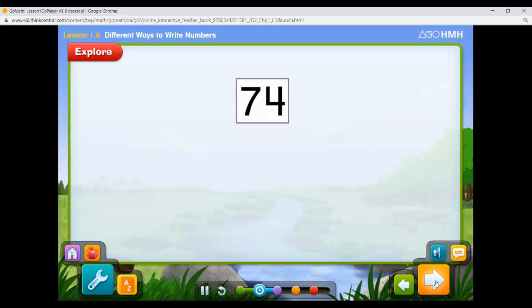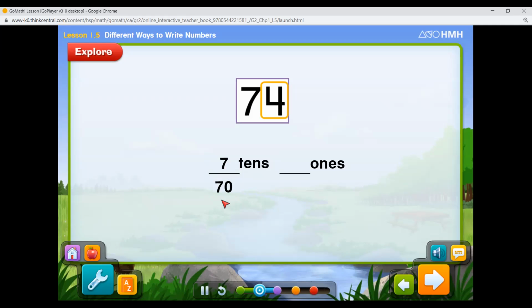Taryn counted 74 books on the shelf. How many tens and ones are in 74? First, let's find the value of this 7. Click to reveal its value. That's right. This 7 has a value of 7 tens. What's another way to show 7 tens? Right, you can show 7 tens as 70.